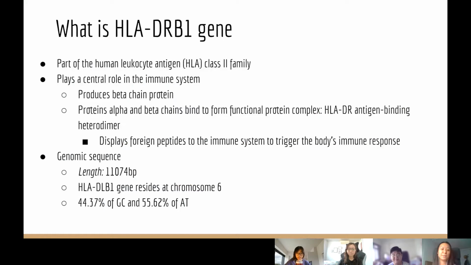So what is the HLA-DRB1 gene? It resides at chromosome 6 and is part of the human leukocyte antigen class 2 family. The gene provides instruction for making protein that plays a critical role in the immune system. The gene is part of a family of genes called the human leukocyte antigen complex.